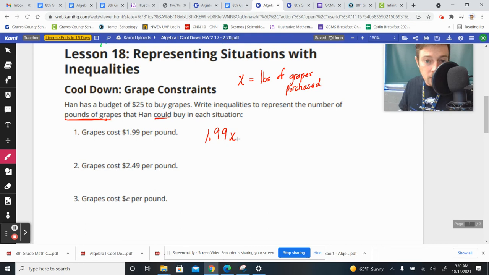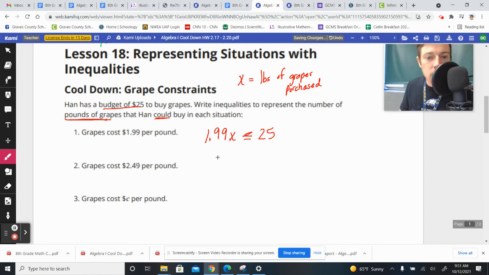Because if I buy 2 pounds, that's 2 times $1.99. If I buy 3 pounds, 3 times that amount. This expression shows my spending with how many pounds at the cost per. I need to keep that within his budget, and his budget is $25. So I need to stay under that or equal to it. So this would be the inequality that I write for the grapes costing this much.